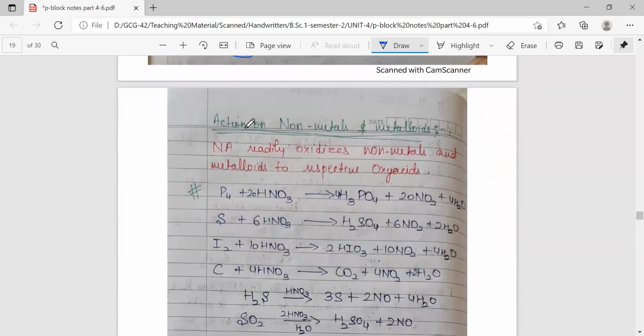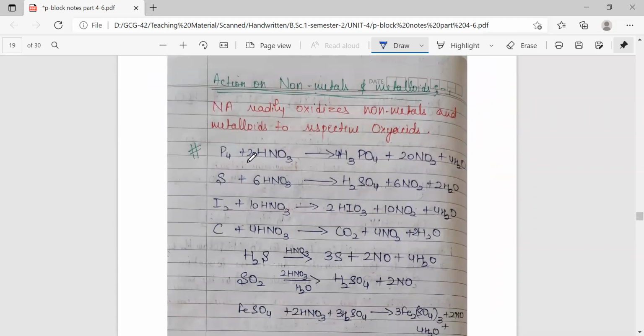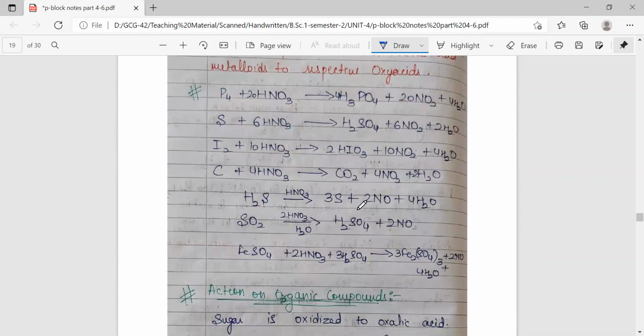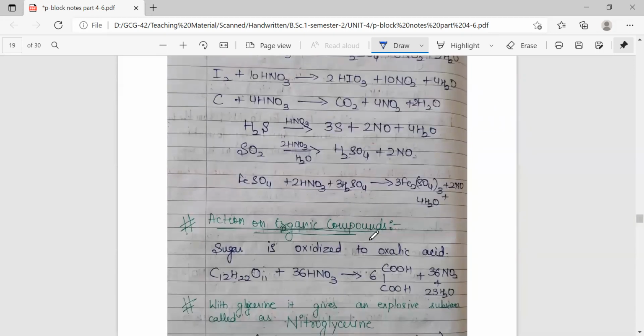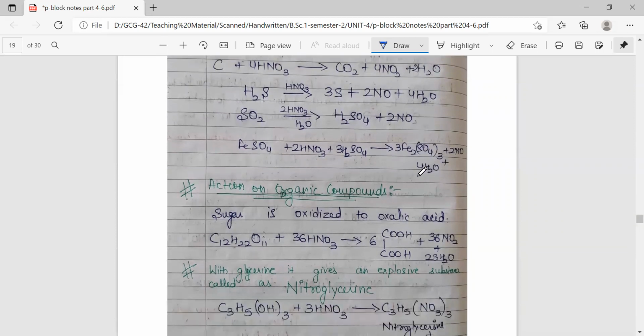Next, we have action on non-metals and metalloids. For the non-metals, it gives us the corresponding oxyacids. Here we are reacting phosphorus with nitric acid. We'll get the formation of phosphoric acid, sulfuric acid, and with iodine it is giving iodic acid. With carbon, it will give us carbon dioxide. With H2S, it will oxidize H2S to sulfur. It is exhibiting its oxidizing action. Sulfur dioxide is getting oxidized to H2SO4. Ferrous sulfate is getting oxidized to ferric sulfate. So this is the kind of oxidizing action it has with nonmetals.